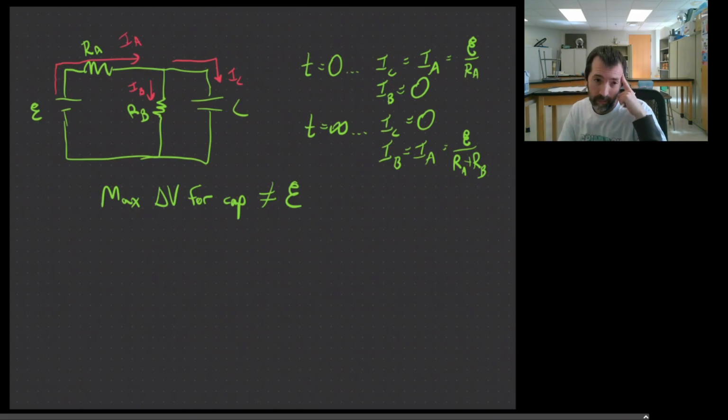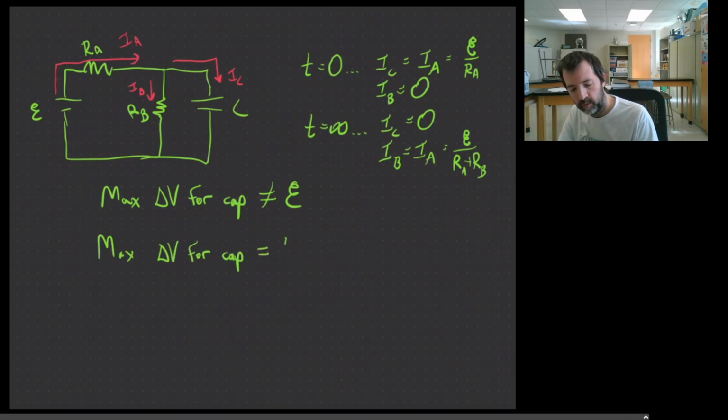And so now I want to go back to the maximum voltage for the capacitor. The capacitor is connected in parallel with resistor B. So the max delta V for the capacitor does equal delta VB final. That's going to be I final times RB, and I final I just figured out was E over RA plus RB.